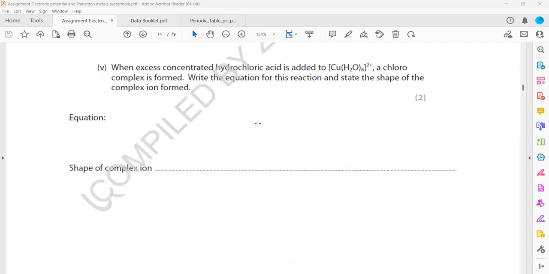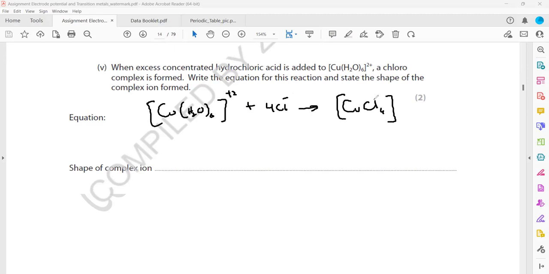Then when an excess of hydrochloric acid was added, a chlorocomplex forms. Write the equation and state the shape. Because water is a neutral ligand, more are attached. But chloride ions, because they are bigger in size, cannot attach too many, like the water. So what will happen, if we have Cu(H2O)6 with an overall charge of plus 2, only 4 chloride can displace the 6 water molecules. It will be CuCl4 with a charge of minus 2 on the complex, plus 6 water molecules.